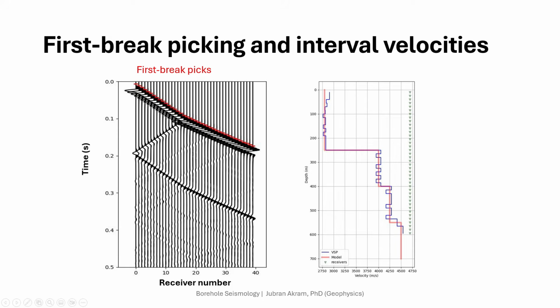and then we could use these direct arrival picks or first break picks to estimate the interval velocities. Here I am plotting the interval velocity estimates from VSP, and on top of that I'm overlaying the model that we used to generate our synthetic data. And as you can see, they are pretty good estimates.